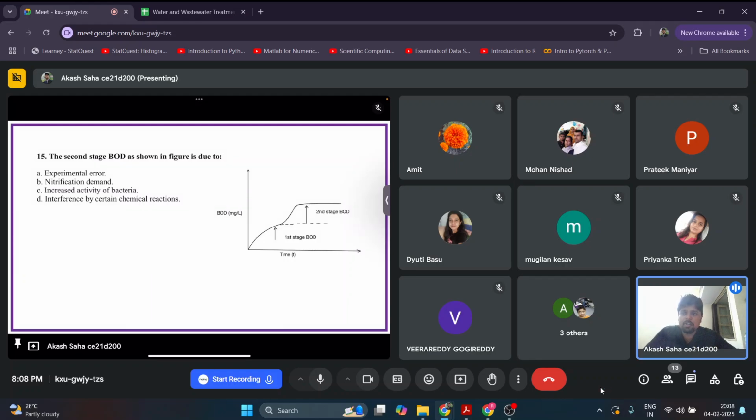The second stage BOD as shown in the figure is due to. This is discussed, I know. So what is this second? Is it some experimental error, nitrification demand, increased activity of bacteria, or interference of certain chemical reactions? So in the graph you can see first there is a hump of first stage BOD and then there is another hump for second stage BOD. So what is this second stage BOD? Nitrification demand, okay.